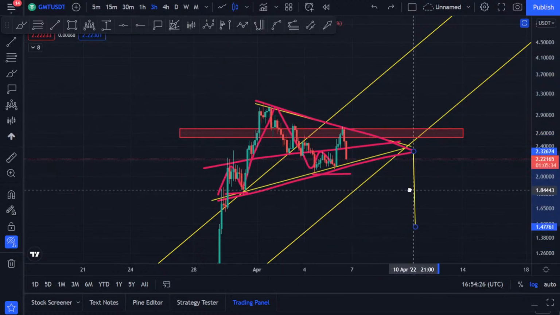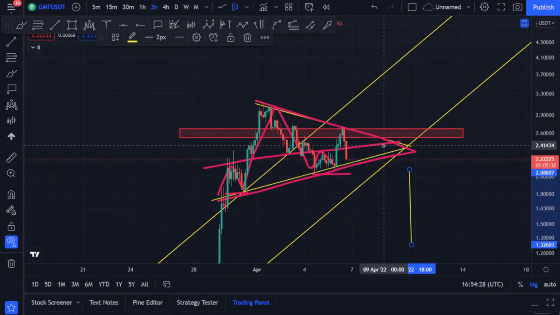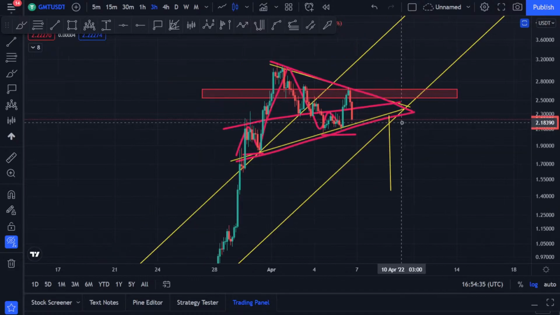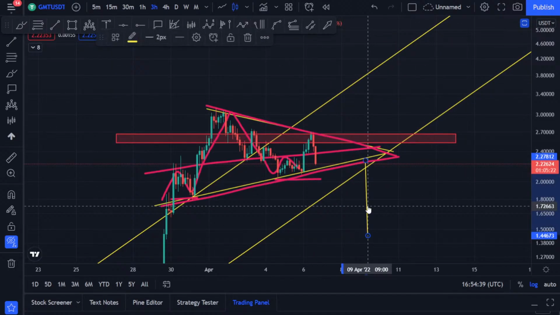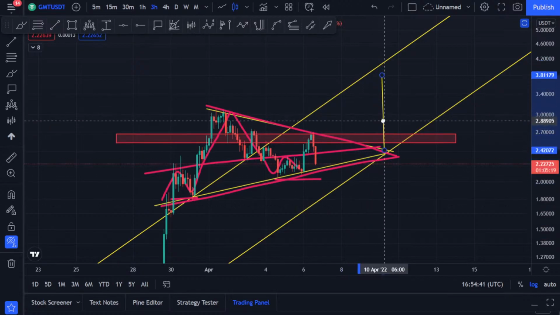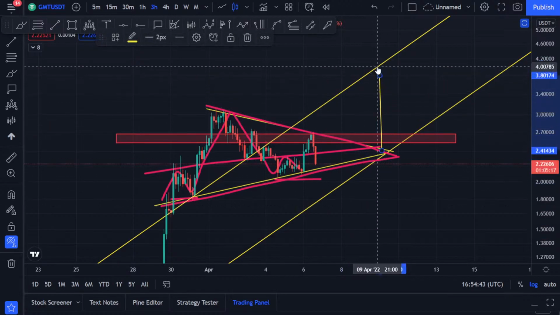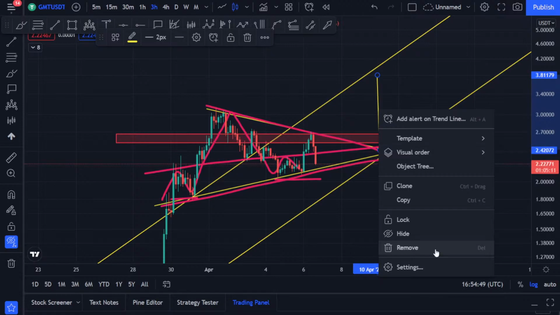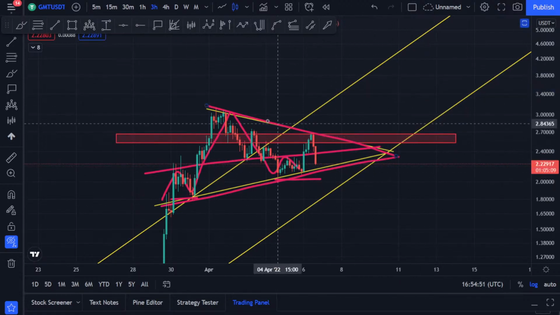Wherever this breakout would be, whenever it's going to come very close to the apex, if it breaks towards the downside, there are chances it can come down all the way to 144. If it breaks towards the upside, you can see it's going to go and hit this resistance level, wherever this resistance area is, wherever the breakout is going to be. So this is what's going on with GMT coin at the moment.